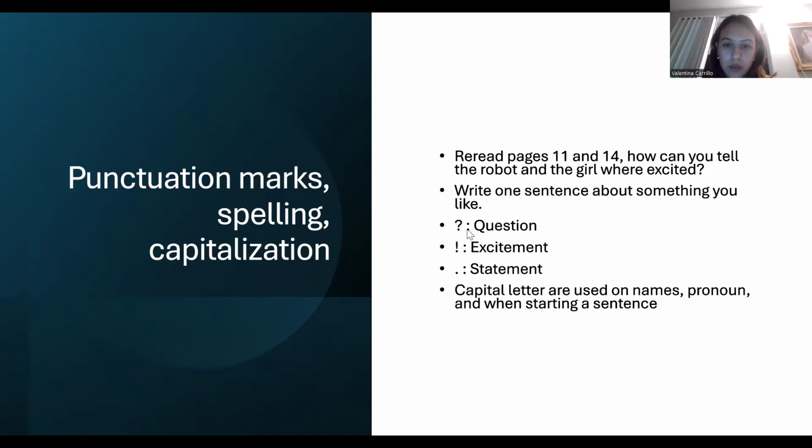punctuation mark for excitement. Whenever we are excited or something happy is going to happen, when we write it in a sentence, we use this exclamation point. That is what it's called, an exclamation point, to express the feeling of excitement and happiness.